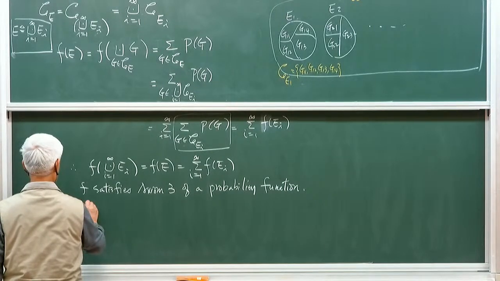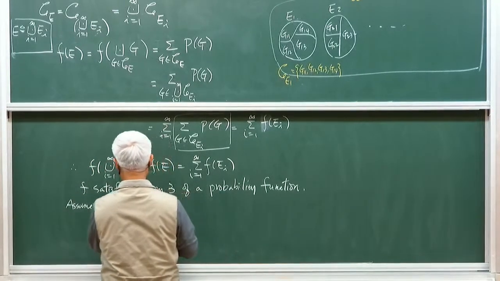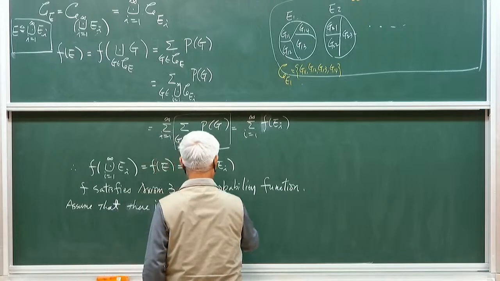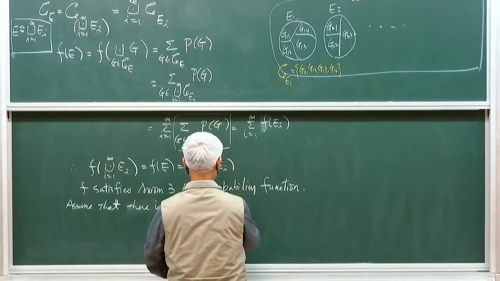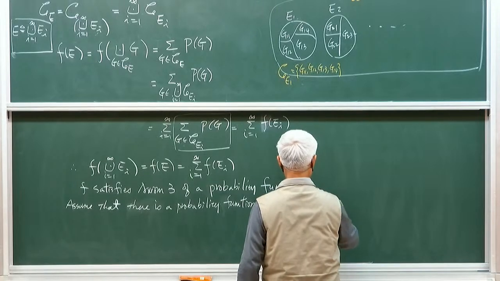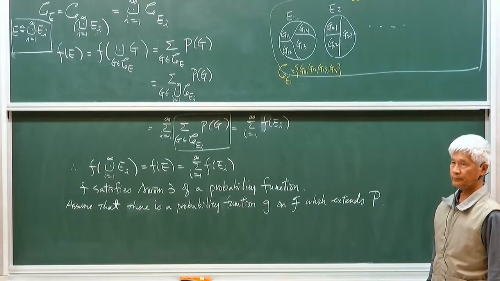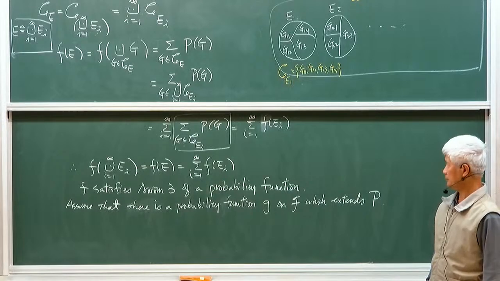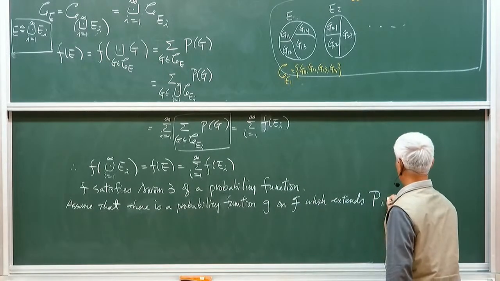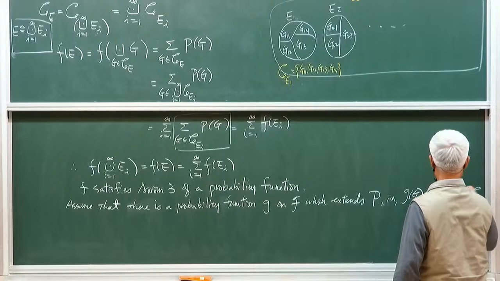Assume that there is a probability function G on the sigma algebra which extends P. Suppose we have an arbitrary probability function G which extends P, i.e. G of g equals P of g for all atomic events g in C.